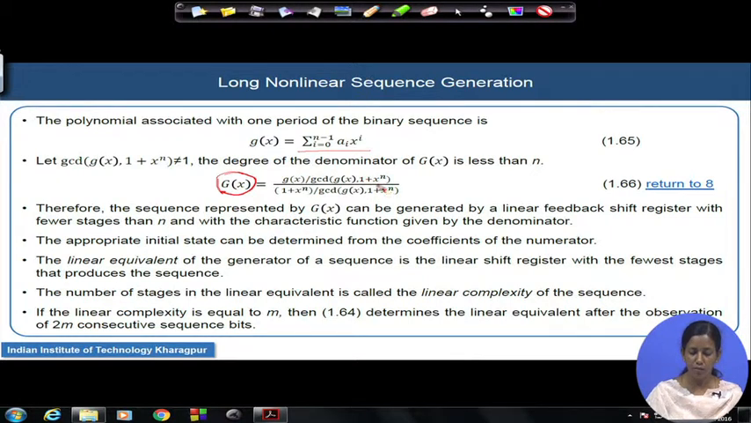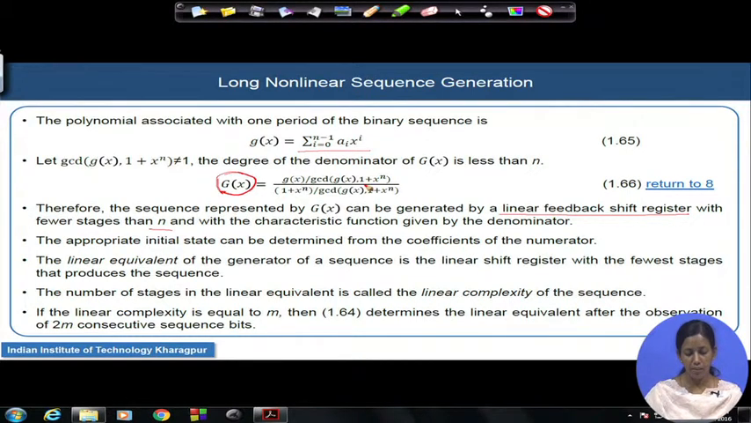Then the degree of the denominator of the g x will always be less than n, and therefore the sequence generated by this generating polynomial g x can be generated by a linear feedback shift register with very few stages compared to n. So, the condition is that a greatest common divisor exists between g x and 1 plus x to the power n, and the degree of the denominator is less than n. Then the sequence generated by this generating polynomial can also be generated by fewer stages than n. So, the shift register stages you involve to generate the sequence will be less than small n. And by appropriately initializing the state, we can determine the coefficients of the numerator also.